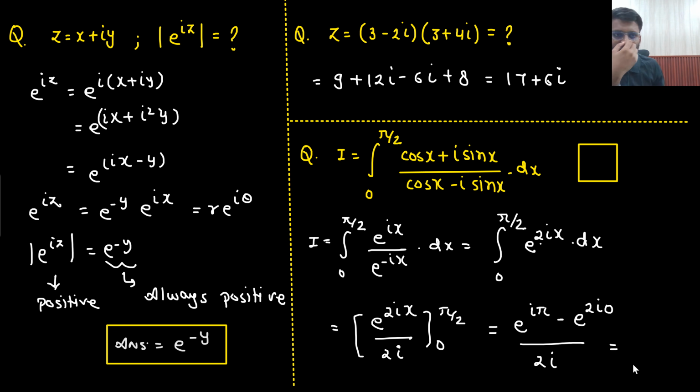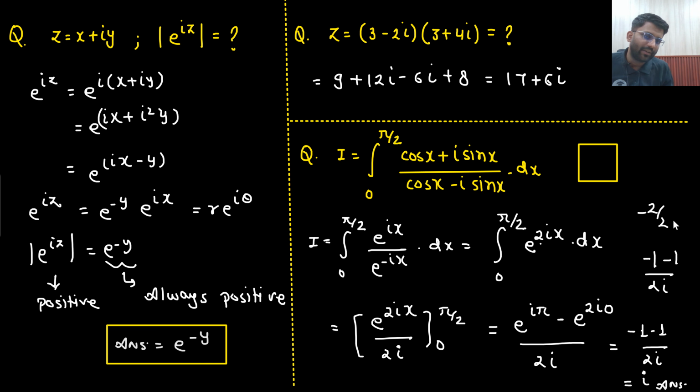What is e to the power iota pi? That is minus 1. This is also 1 only. So minus 1 minus 1 divided by 2 iota. So minus 2 divided by 2, that is minus 1 by iota, that will become iota only. So what is the answer? Answer is simply iota. Look here, this step: e to the power iota pi minus 1, minus 1 divided by 2 iota. What you are getting? Minus 2 divided by 2 iota. You are getting minus 1 by iota. What is 1 by iota? Sir, 1 by iota is nothing but minus iota. So what is the answer you are getting? Minus getting cancelled out. Answer is plus iota.